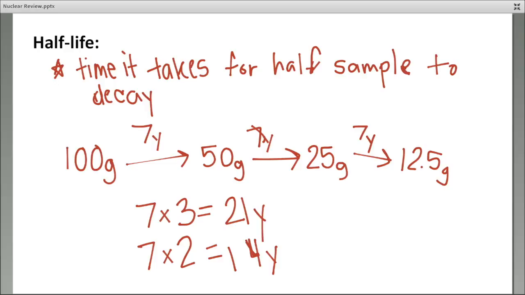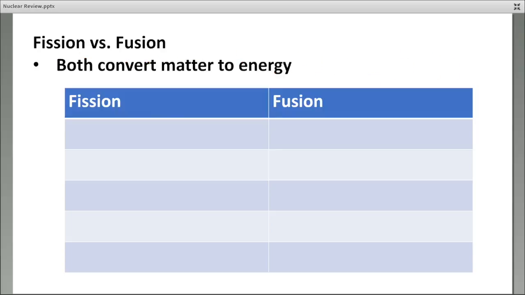If we talk about nuclear physics, we have to talk about fission and fusion. So both of these will convert matter to energy. Okay, fission is what happens on Earth. And fusion is usually on the sun.